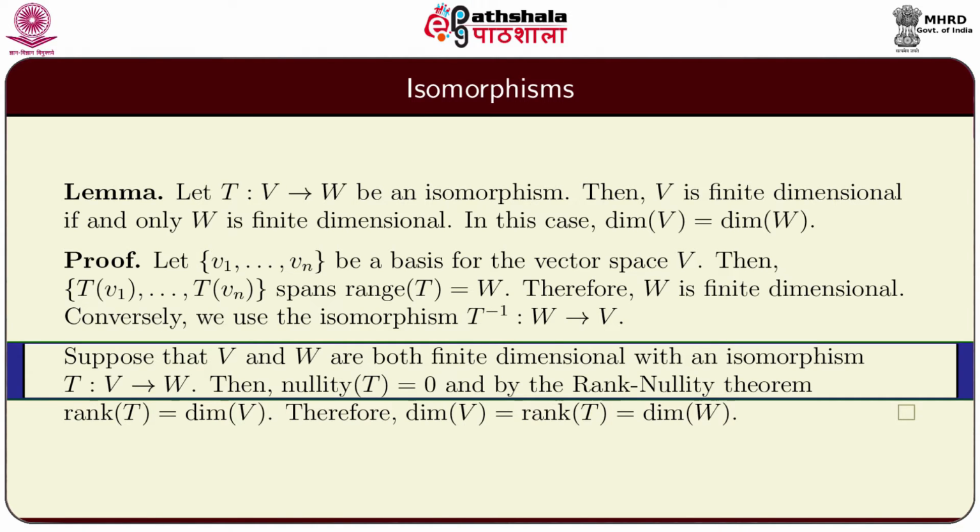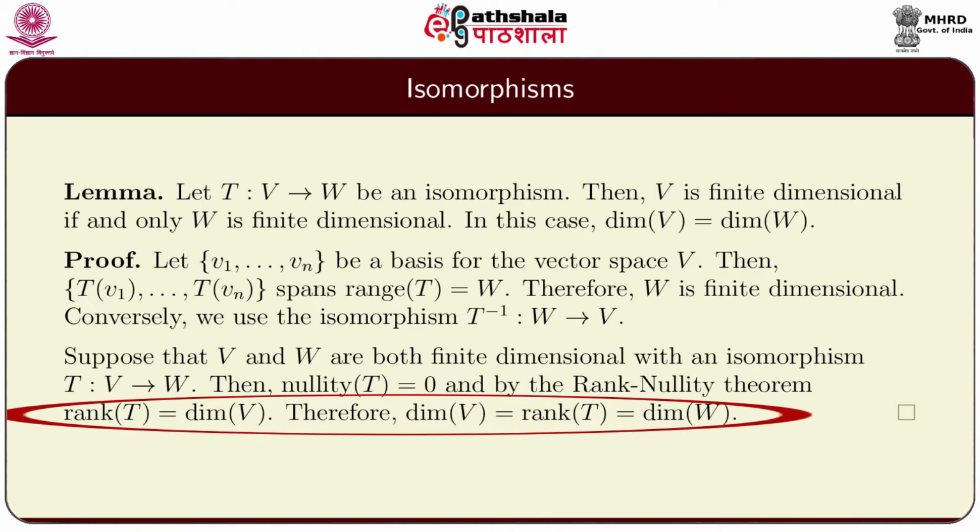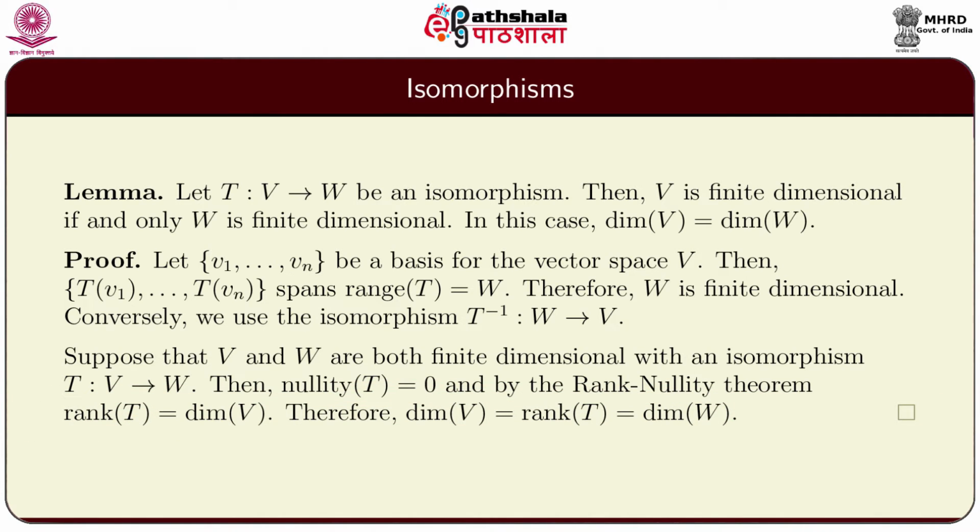T is an isomorphism, therefore it is 1 to 1 and therefore the kernel of T is trivial, which means that nullity of T must be 0. And therefore by the rank nullity theorem we know that rank of T must be equal to dimension of V. So that proves our statement, because dimension of V is rank of T, but rank of T is nothing but the dimension of image of T, and image of T is W, therefore it is dimension of W.